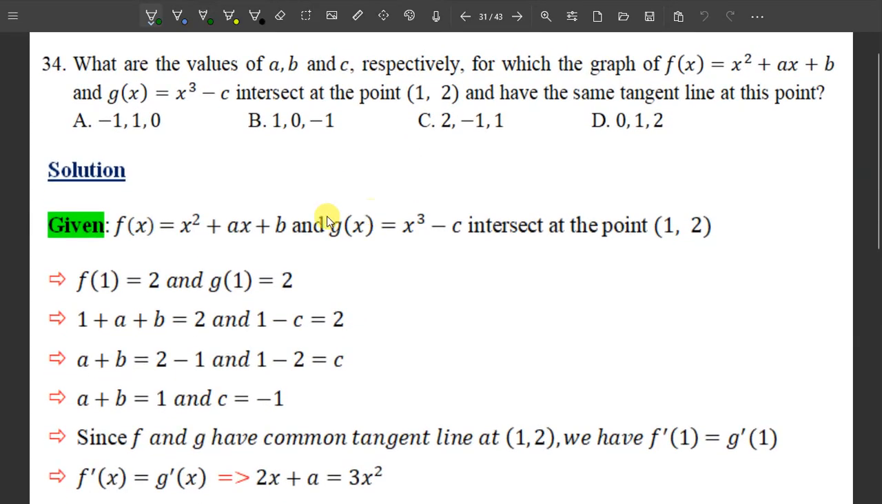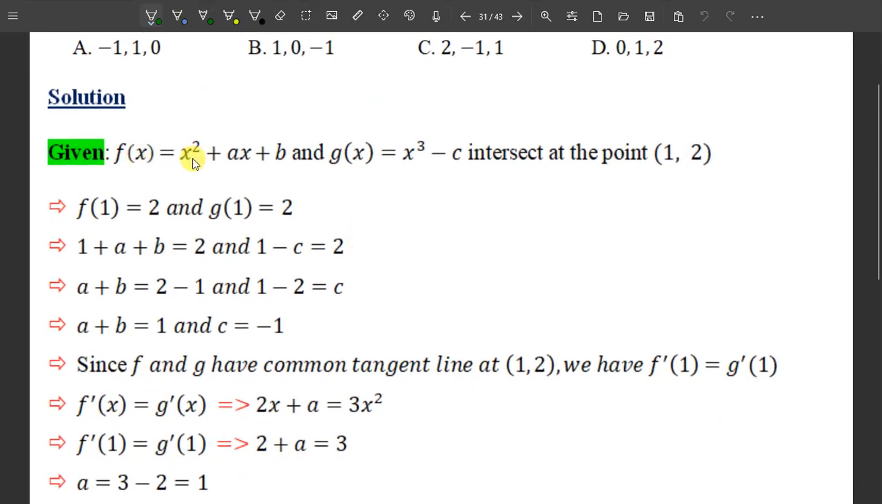Now, we begin with this one. What are the givens? f of x is equal to x squared plus ax plus b, g of x is equal to x cubed minus c, and the intersection point is (1, 2). Here, since this point is the intersection point of both f of x and g of x, this point must lie on f of x as well as g of x. That means f of 1 is equal to 2 and g of 1 also must be equal to 2, because this point satisfies both f and g.